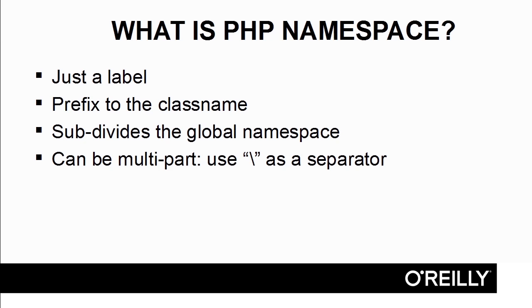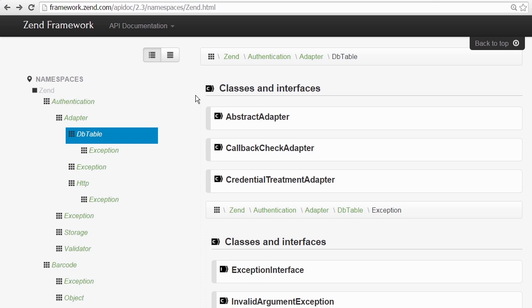As of PHP 5.3, the concept of a namespace was introduced. In order to make the namespace facility more useful, it can be multi-part. If you have a multi-part namespace, the backslash is used as a separator. As an example of a namespace, we will look at Zend Framework 2. In this example, the abstract adapter class is located in the namespace Zend\Authentication\Adapter\DbTable. You'll notice that the backslash is used as a separator.